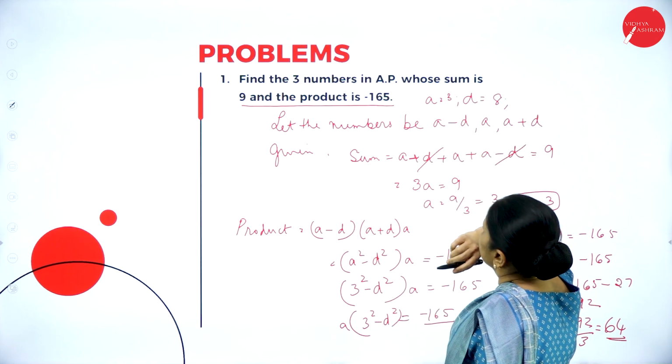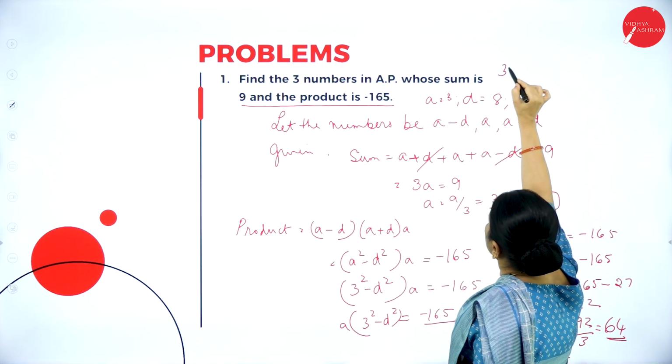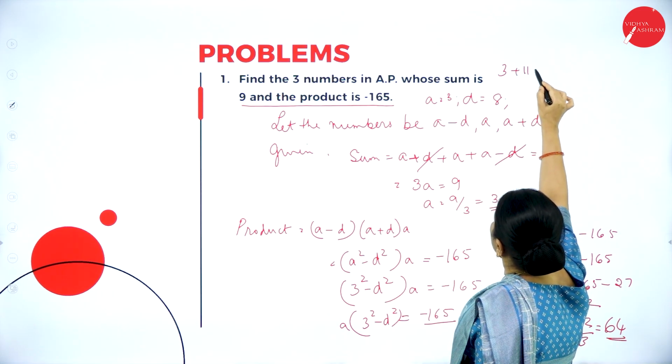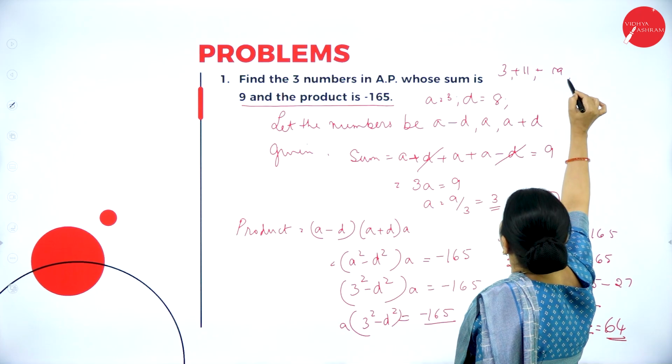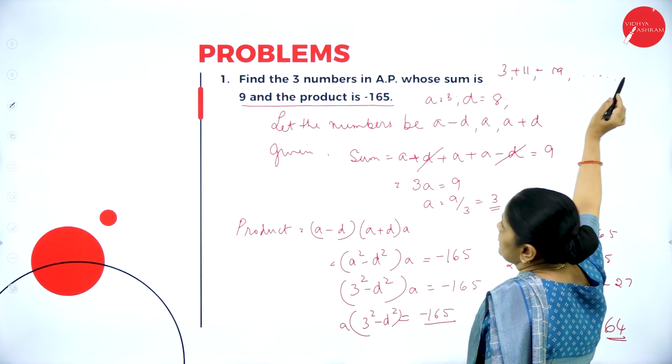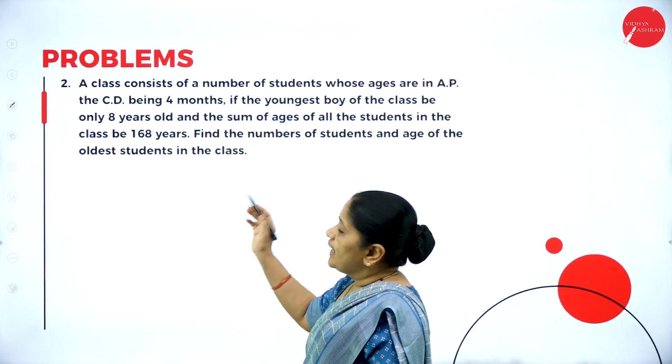So what are the numbers here? 3 plus 8, 11. 3, 11, 11 plus 8, 19. 19 plus 8, and so on.